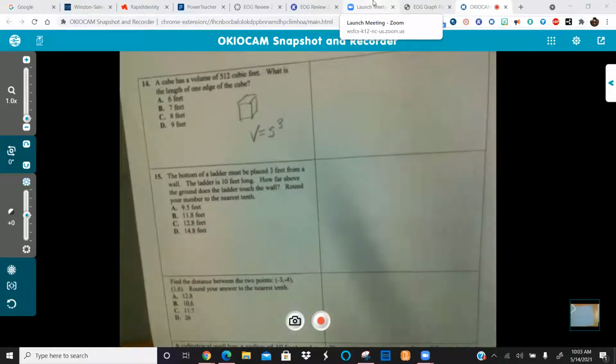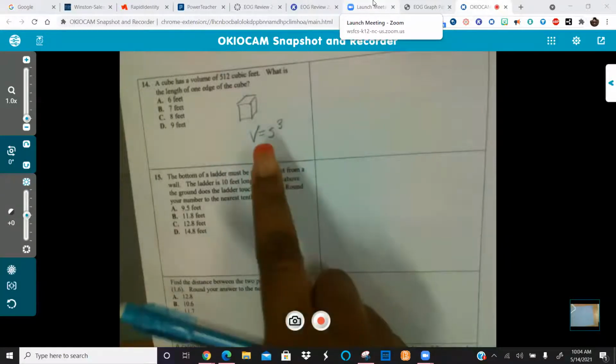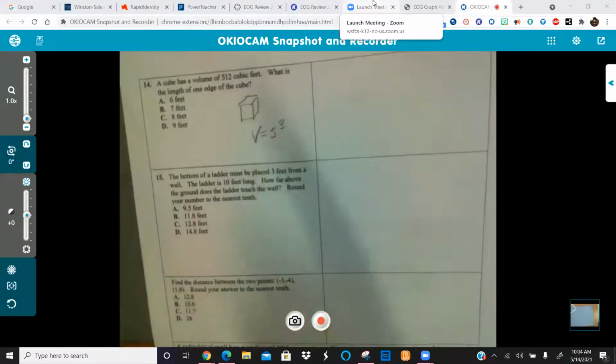You don't have to use 3 different numbers because the length, the width, and the height are all the same. So you can use the same letter. Side times side times side, so it's side to the third power.